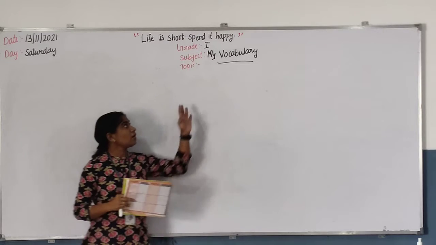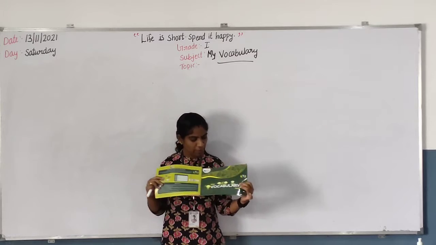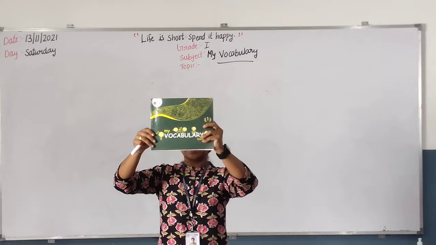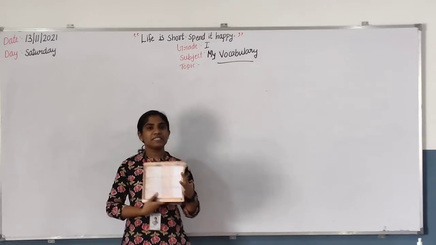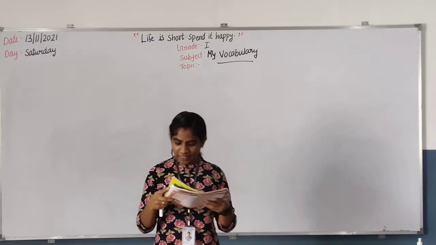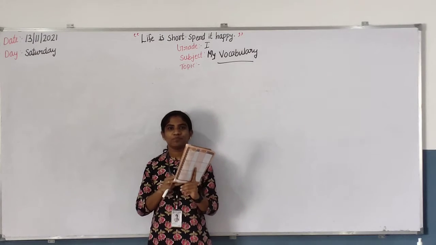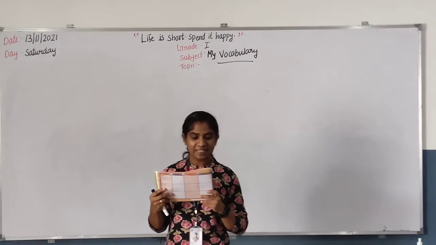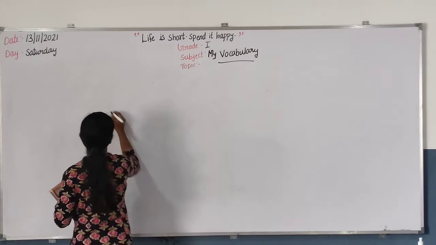Today we have My Vocabulary. Take out your My Vocabulary book. Take out the page where we completed, page number 8. Everyone take out page number 9. First word. What is the word? Exercise. Spelling.